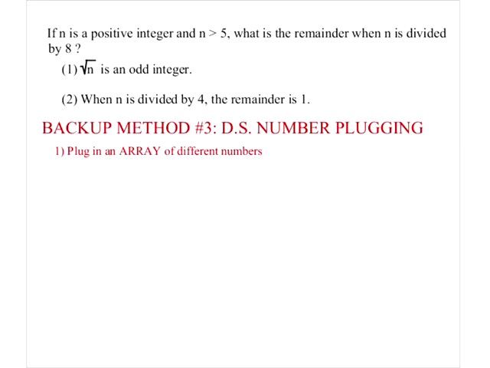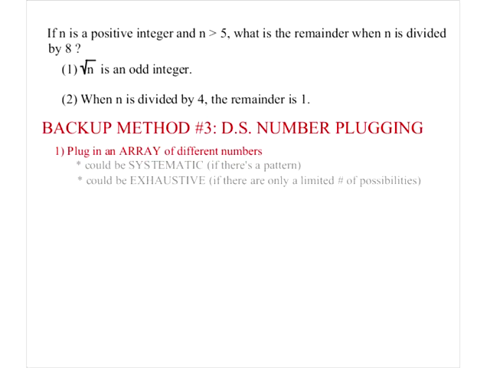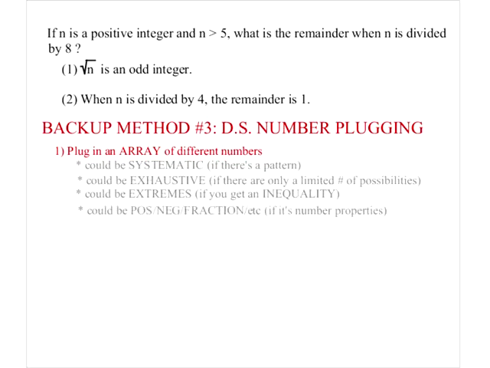Now there's different ways to do this, but in some problems it could be systematic, like if there's a pattern. It could be exhaustive if there are only a limited number of possibilities. It could be extremes if you get an inequality. And it could even just be different number types, like positive, negative, fraction, etc., if it's number properties. But the point is that you have to plug in. You have to try multiple plug-ins.